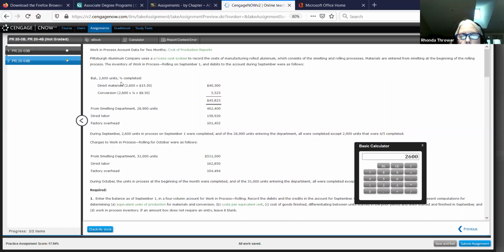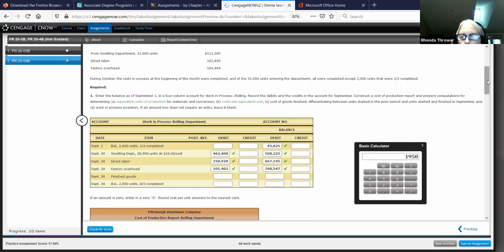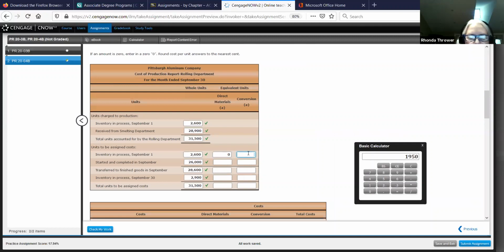This month, we're going to have to pick up 3/4 of 2,600. So you're going to multiply this by 3 and divide it by 4 to get the total units that we've converted, which was 1,950.